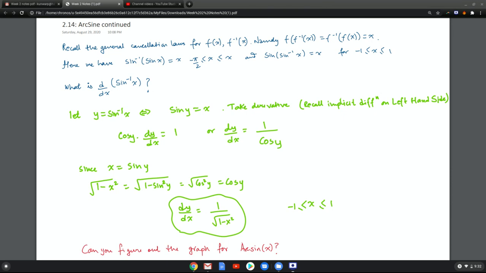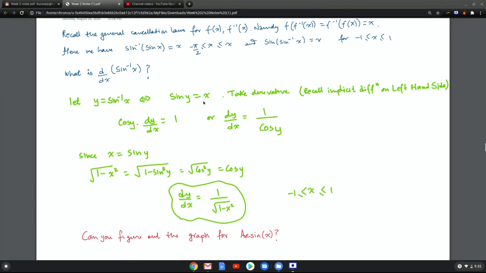Now that we understand how this function works, we're interested in finding the derivative of sine inverse of x. So we let y equal sine inverse x. Sine y equals x. We take the derivative, recalling implicit differentiation on the left hand side, which gives us cosine y times dy over dx equals 1, or dy over dx is 1 over cosine y.